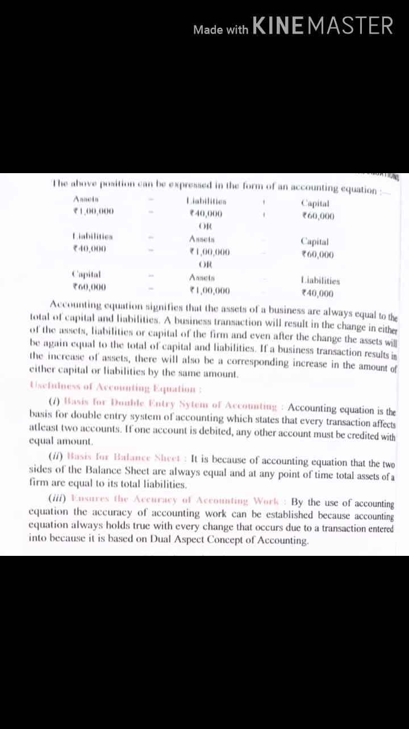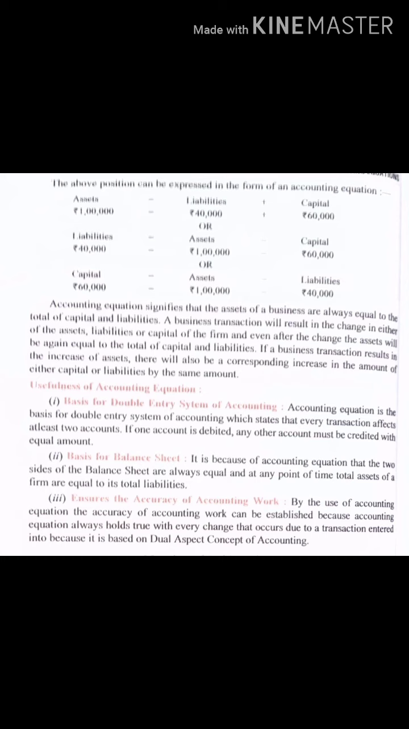Suppose I have assets and capital and I want to find out liabilities. How will I find out liabilities? Like we do in maths, we take capital to the other side. So you will reduce capital from assets and you will get liabilities. Same in the third condition: if you want to find out capital, you will reduce liabilities from the assets and you will get the amount of capital.